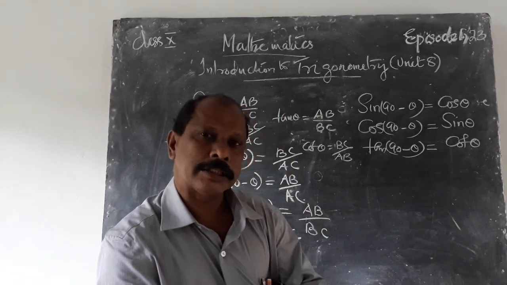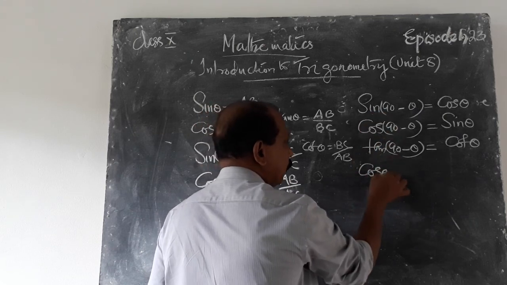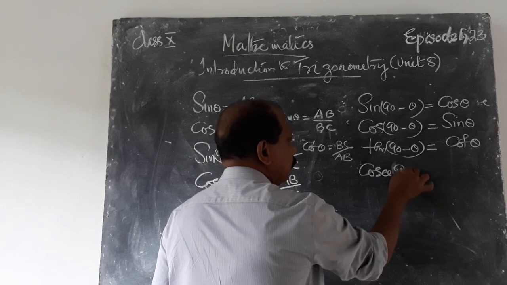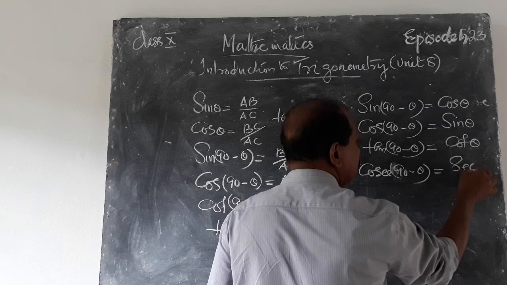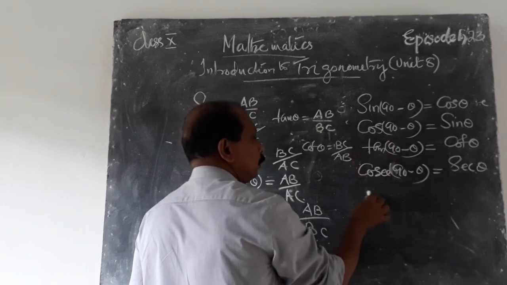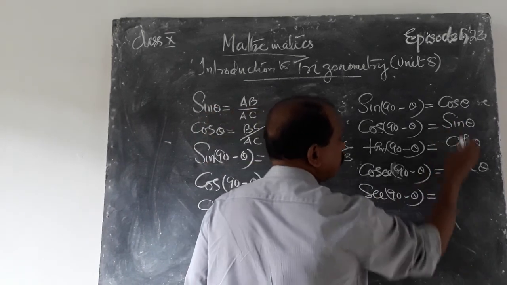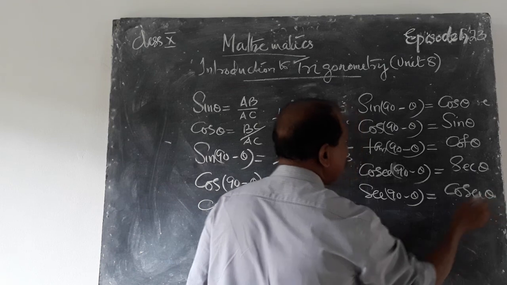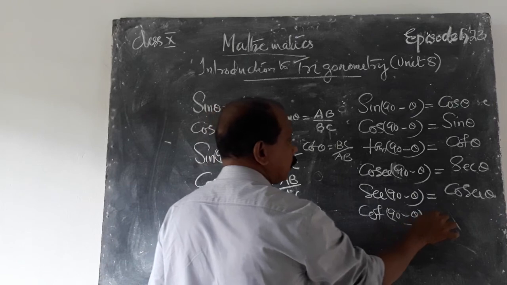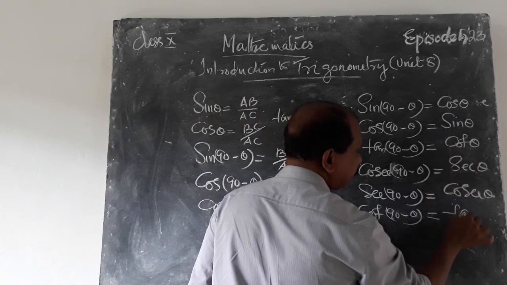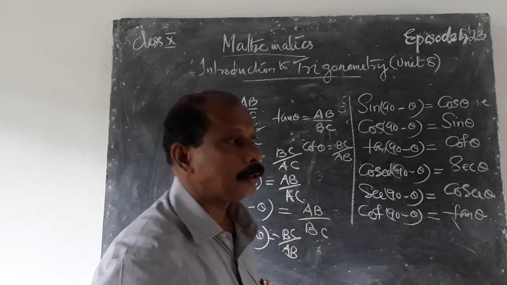Therefore, we take the reciprocals also. Sin is replaced by cosec. Cosec 90 minus theta, what is it? The reciprocal of cos, that is sec theta. Sec 90 minus theta is equal to the reciprocal of sine, cosec theta. The reciprocal of tan is cot, so cot 90 minus theta is equal to the reciprocal of cot theta, that is tan theta. These are the results between an angle and its complementary angle.